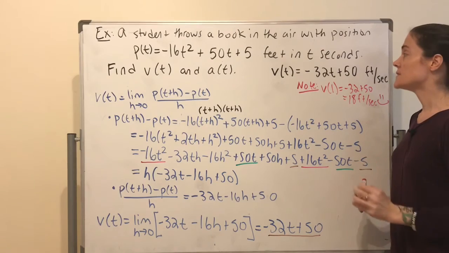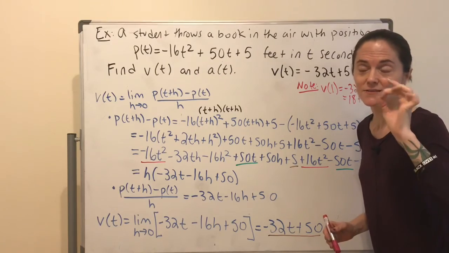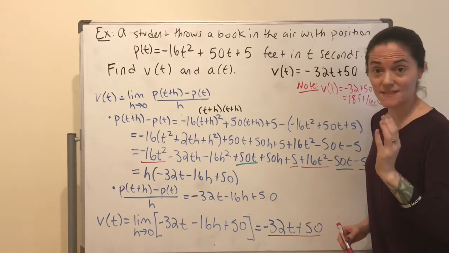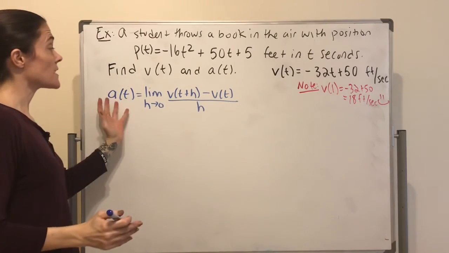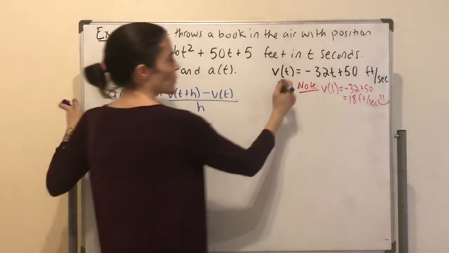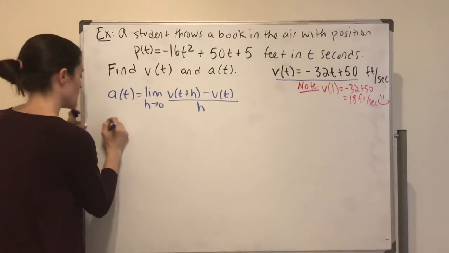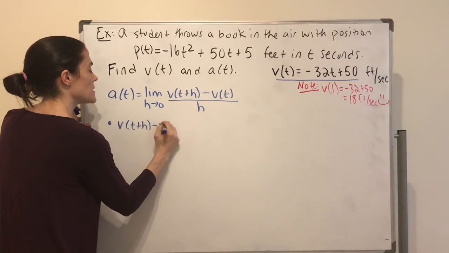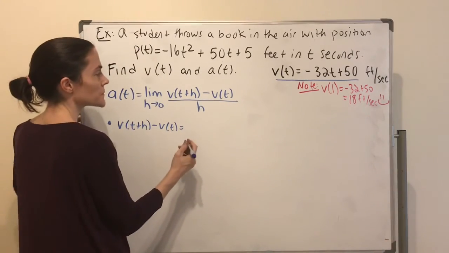Okay, now what's left to do? Well, now we have velocity. The instantaneous rate of change of velocity is the instantaneous acceleration, a of t. So let's calculate this now. This is instantaneous acceleration, and this one is going to be a little bit shorter, but we use this function which we have already calculated, and I will do it in the steps of before. First, I will write out v of t plus h minus v of t and simplify, and then I'll divide by h and take a limit.